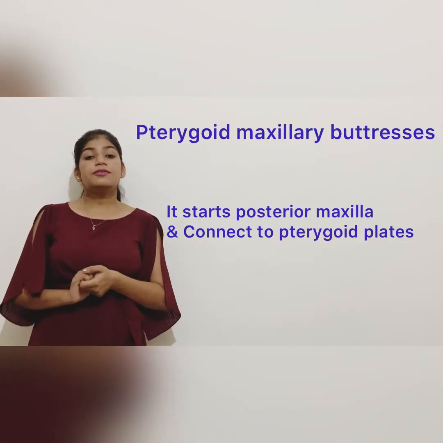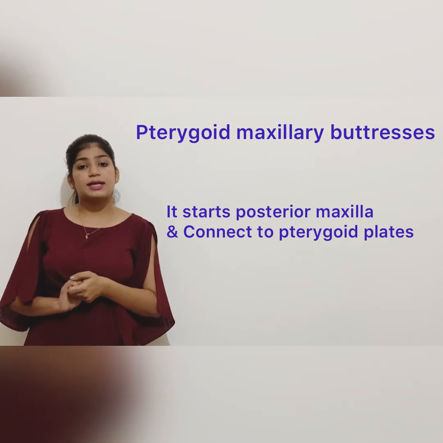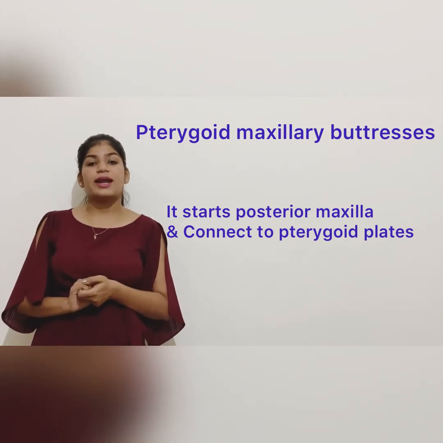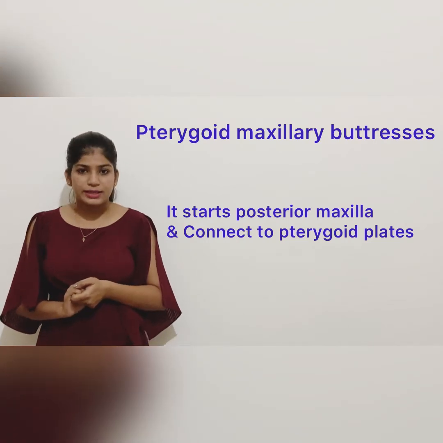Third, we have the pterygomaxillary buttress. It starts from the posterior maxilla and connects to the pterygoid plate. Okay, so this is all about the vertical pillar.